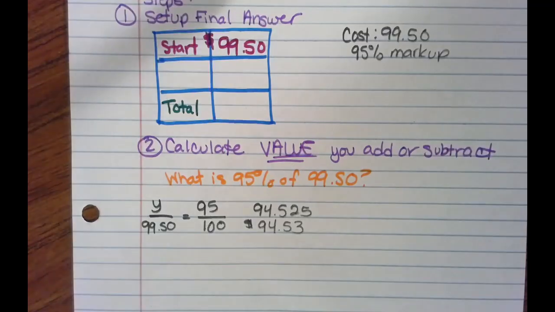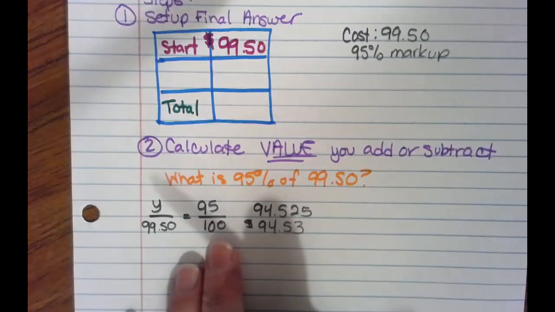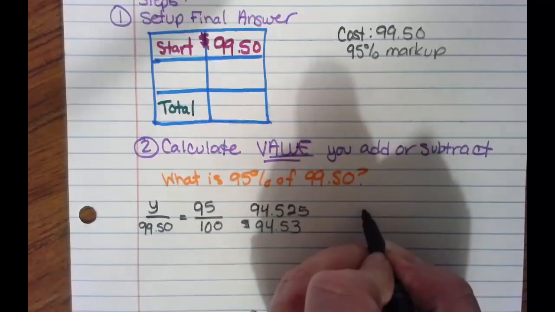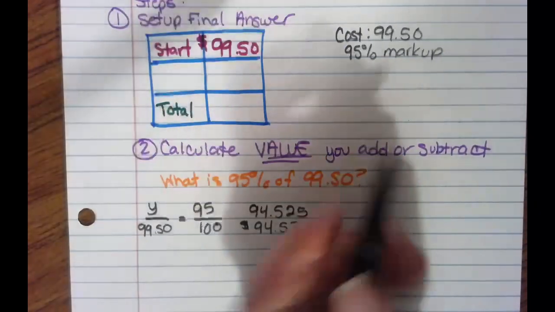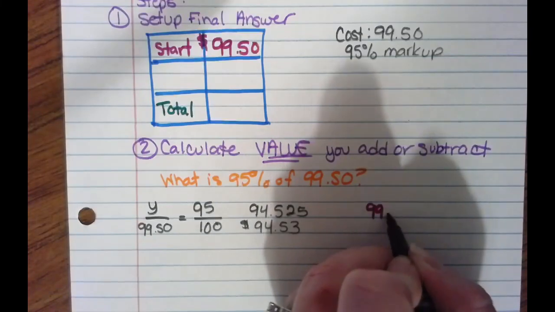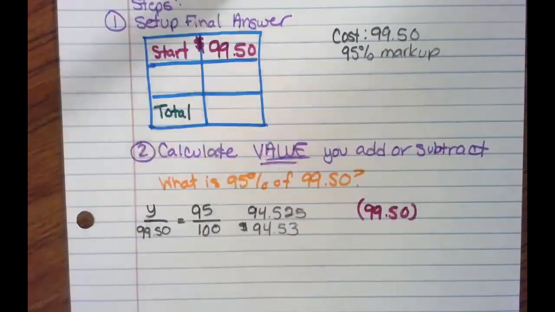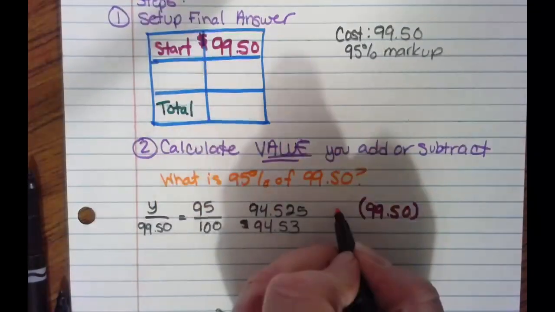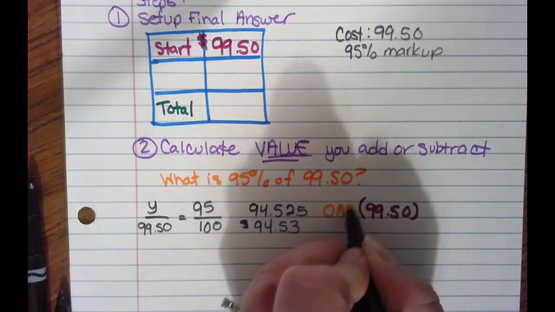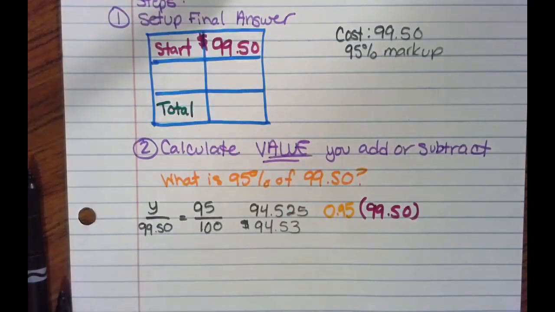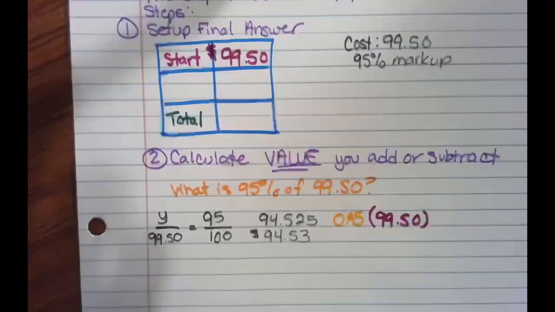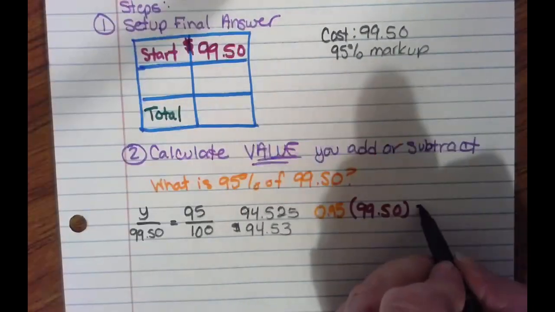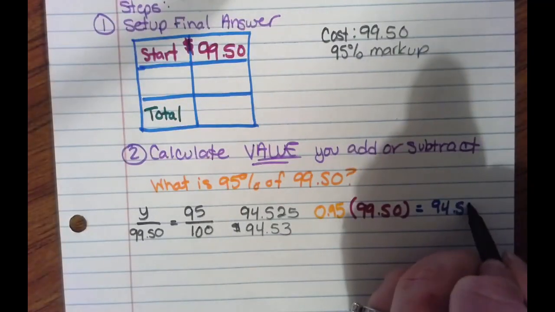So that's one way. Remember, the other way to calculate 95% of anything is to take the number we're starting with, 99.50, and we multiply it by the percent we're trying to calculate. In this case, we're trying to calculate 95%. But remember, we turned that into a decimal. So we do 95% of 99.50, just like that. Okay, and we multiply those two together, and we get the same number, 94.525.